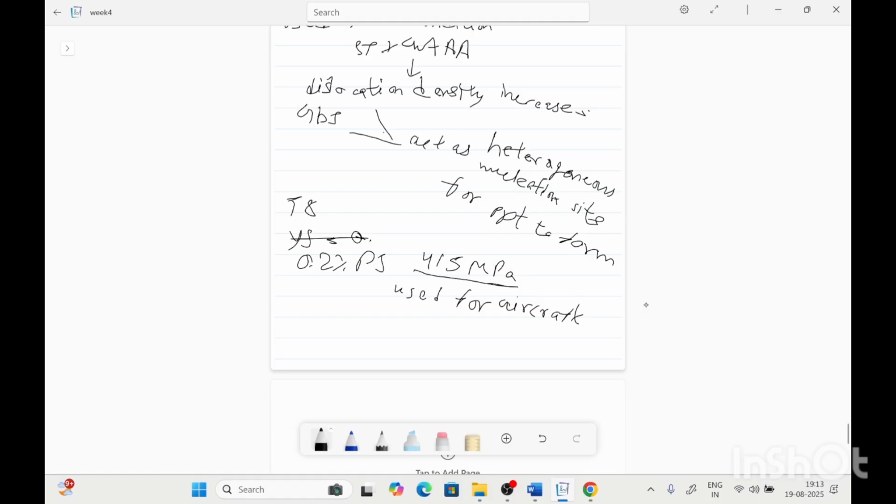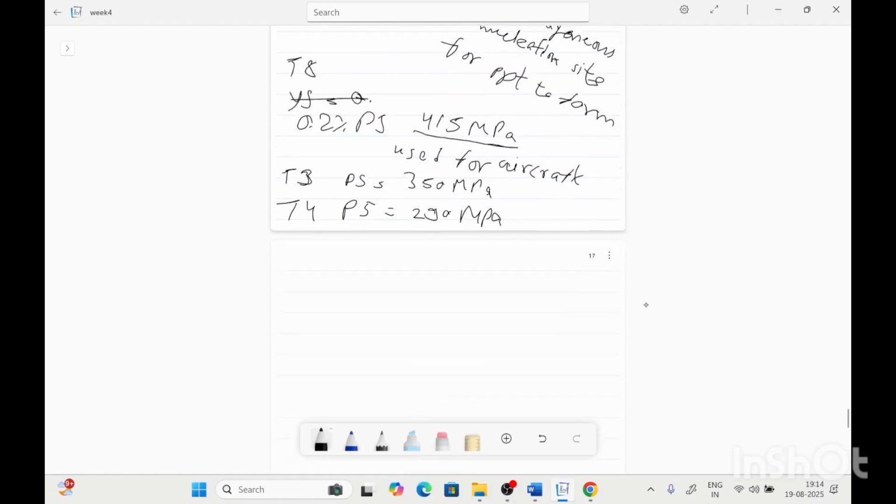Further, if the T3 temper is provided in this alloy, that will give a proof stress of 350 MPa, and due to the T4 temper, the proof stress will be 290. So the maximum proof stress obtained is for the T8 condition.